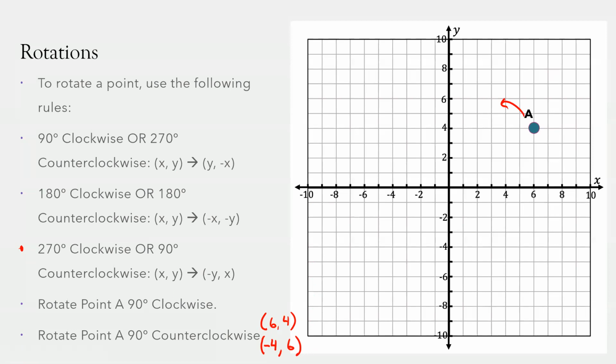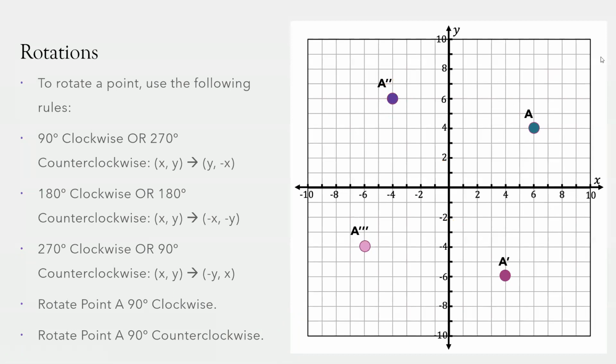Now, I'm also going to do 180 degrees rotation, but I'm not going to make you guys do it. So this is what they would look like. This is our 90 degrees clockwise. It's A prime down here. A prime prime, A double prime, that's our rotation 90 degrees counterclockwise. And then our 180 degree rotation is right here.